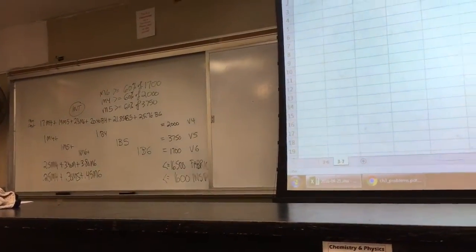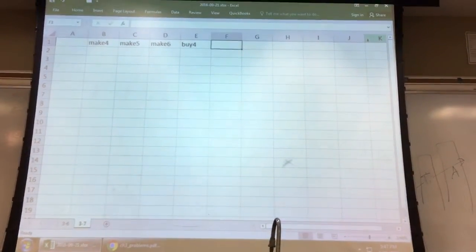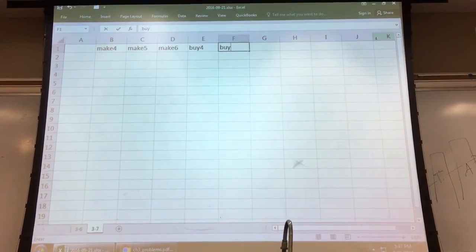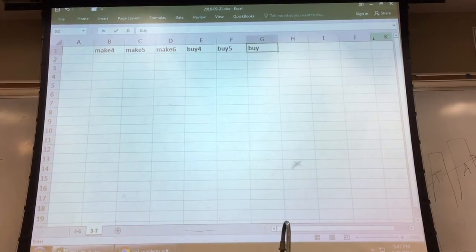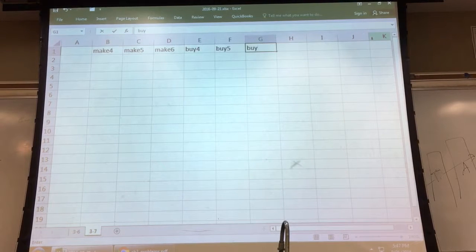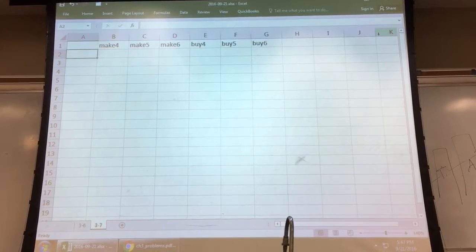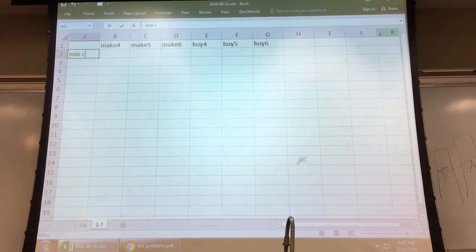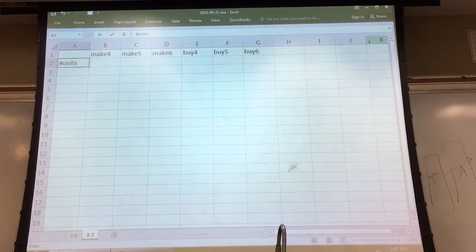I make a 5, I make a 6. I typically put all the makes together. Some other people, what's his name? Amu goes ahead and does make 4, buy 4, make 5, buy 6, same thing. He just does it differently. You with me? Same stuff. And here my goal over here, this is number of units.